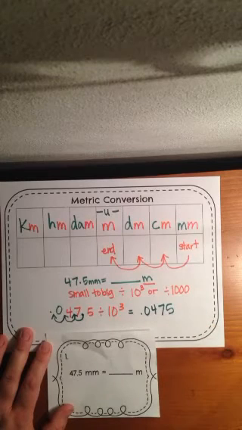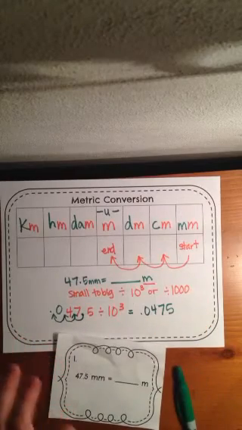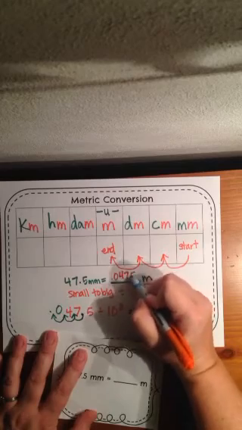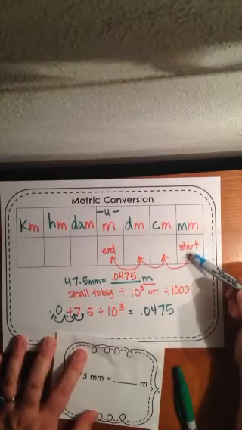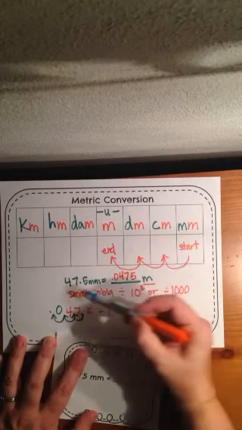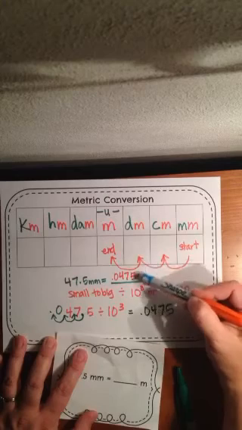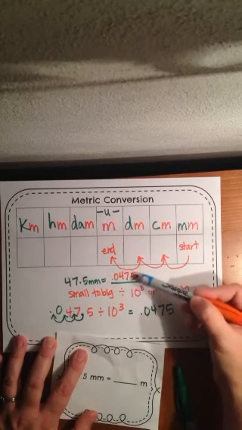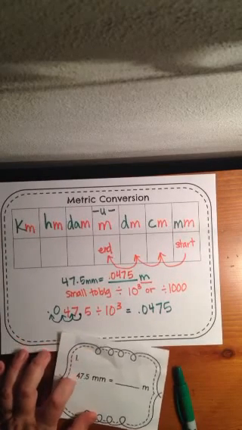0.0475, or 475 10,000ths. So 47 and 5/10 millimeters is equal to 475 10,000ths meters. That's because I took my original number and I moved the decimal 3 place values to the left, which is the same as dividing by 10 to the third power, and when I did, I ended up with 475 10,000ths.